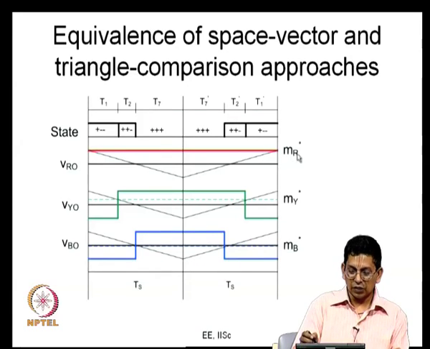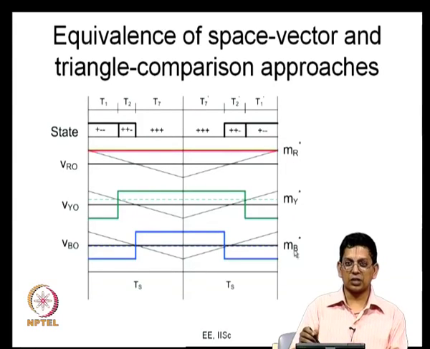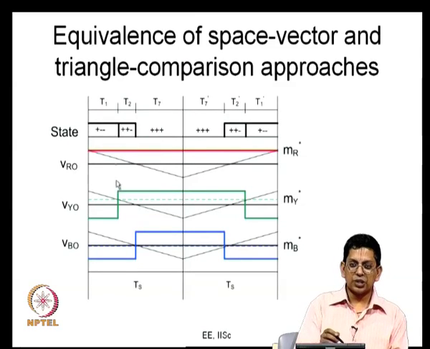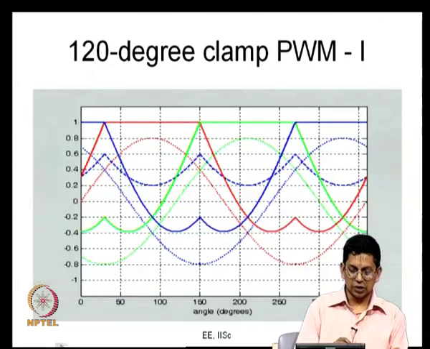You can start with MR, MY and MB and add a suitable common mode component. We do not know what it is exactly, but if you can find it out, you can add that common mode component to MR, MY and MB to get MR star, MY star and MB star, and you can simply compare with a triangular carrier. So, the switching instants can be determined either from the space vector point of view or from the triangle comparison point of view if you are using these sequences.